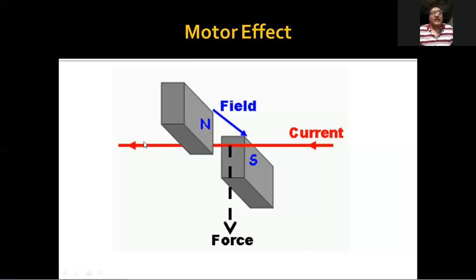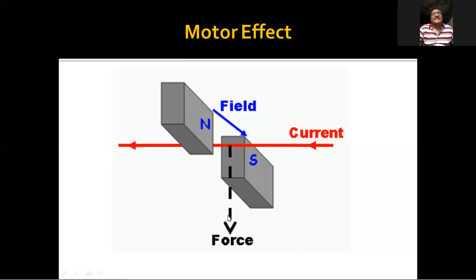So when the current starts flowing through this conductor, the conductor will experience a force. Here the conventional current is flowing in this direction, and when you switch on the current, the conductor will experience a force in the downward direction. So this wire will move downward, towards the bottom of the screen.